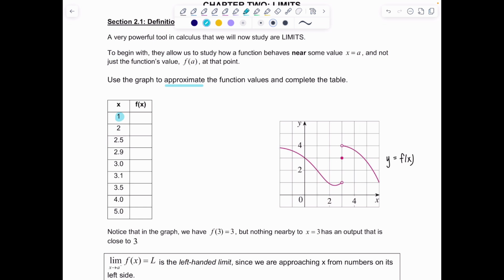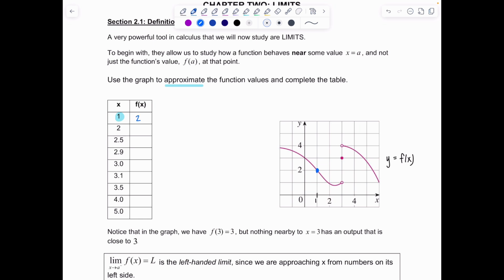When x is 1, what is f of 1? So basically you're going to come over to the graph. When x is 1, that happens right here. What is f of 1? What is the function's value right there? Looks to me like it's 2.